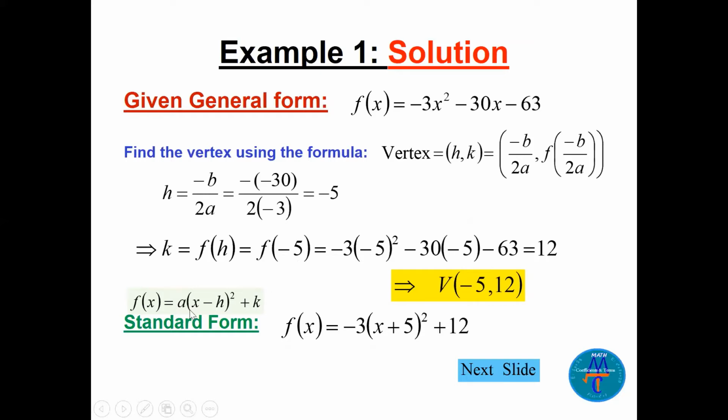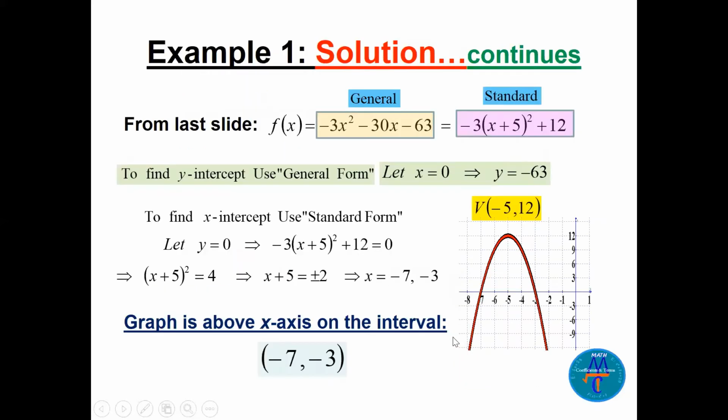So I go to the standard form, you know the formula, you should remember it. A, that's minus 3, always the same A. H is minus 5, so it will be minus 3 times x plus 5 squared plus 12. Now let's continue on the next slide to see. This is the general form again, and this is the standard. That's the same function, different forms.